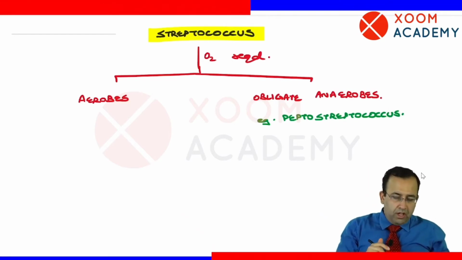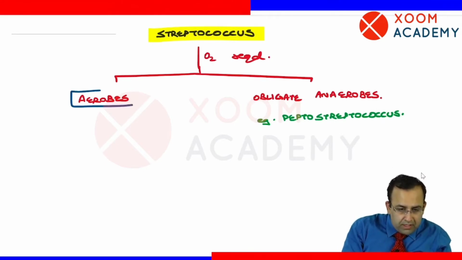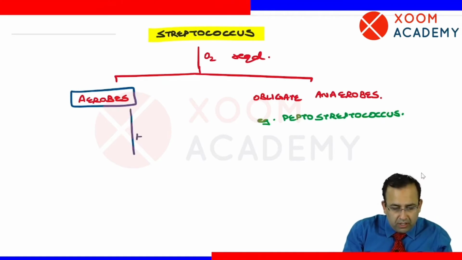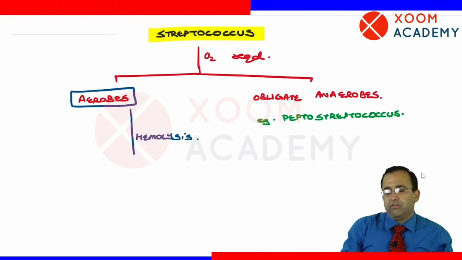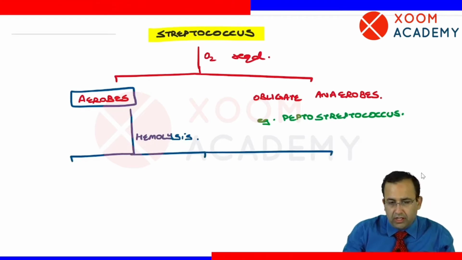Next point, aerobes. This is the main topic. Aerobic streptococci are classified on the basis of hemolysis on blood agar. They are of three types.